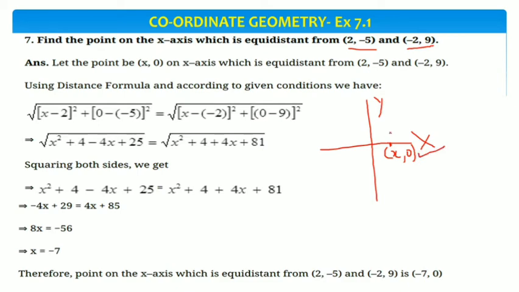Now suppose this is our point here. Now this point is equidistant from these 2 points. Suppose we have taken these 2 points. Now 2 comma minus 5, so this will be here, and minus 2 comma 9. This will be somewhat here as per the quadrant. So this is 1 point and this is 1 point. This is minus 2 comma 9. This is in the second quadrant and this point is 2 comma minus 5. It will be in the fourth quadrant.